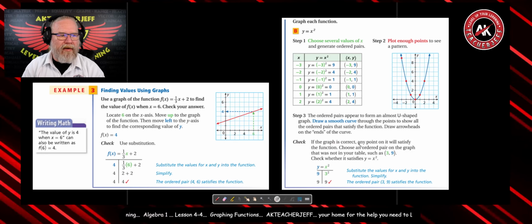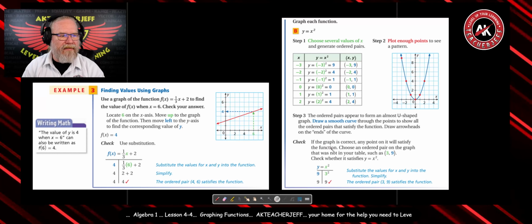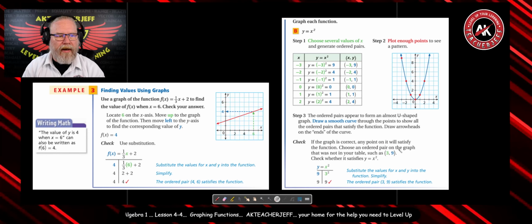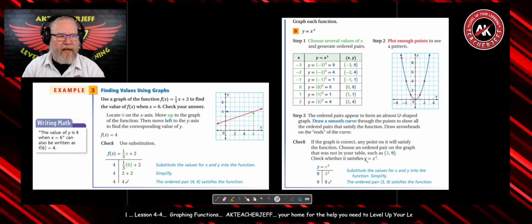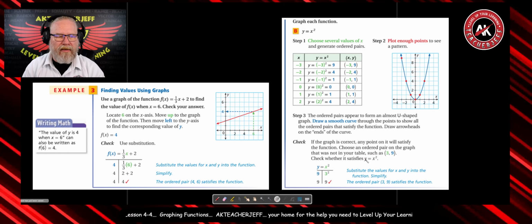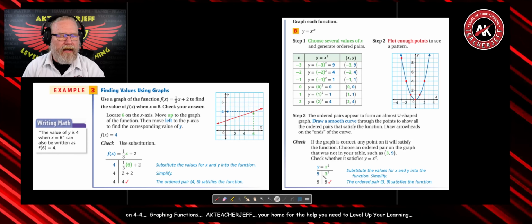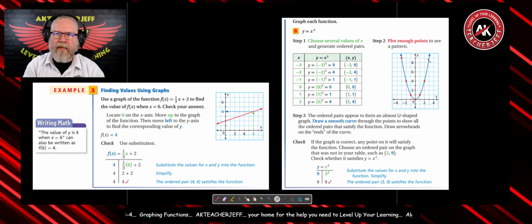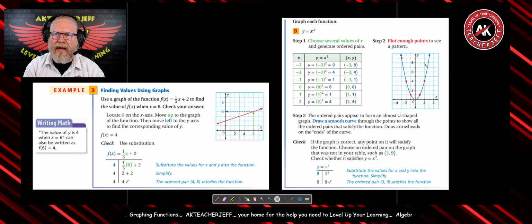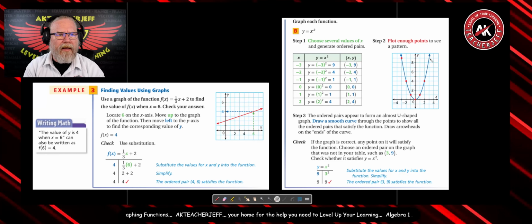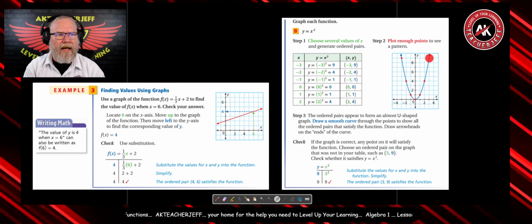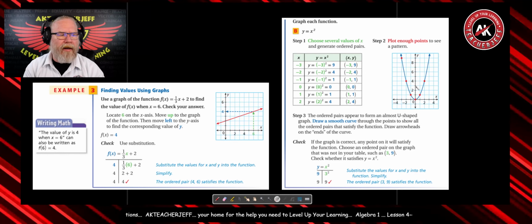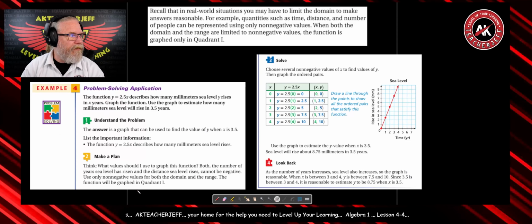Now we can check if the graph is correct. Any point on it will satisfy the function. Choose an ordered pair on the graph that is not on your table, such as 3, 9. Check whether it satisfies the function y equals x squared. And that's what I did. That's even the point. See, great minds think alike, and I hadn't even really read that ahead of time. But yeah, if I plug in a 3, square it, it produces 9. So that point would be on the graph as well.